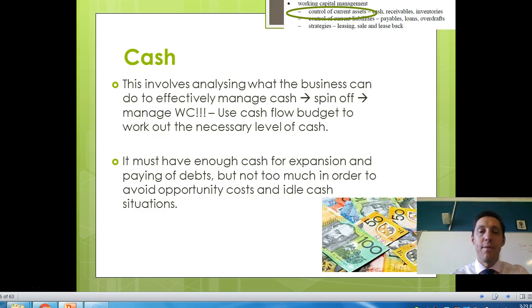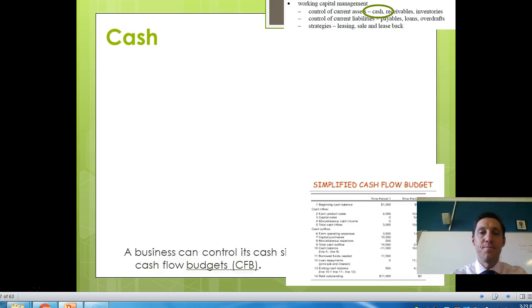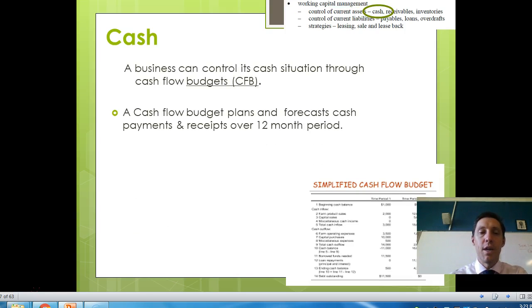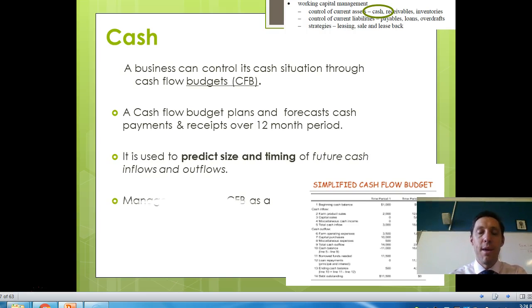And it's got to have enough cash for expansion and paying of debts, but doesn't want to have too much that's sitting around not being utilised effectively. So cash flow budget, I won't go into detail about that, but that might be something a business would want to use. So a budget which is showing the cash position of the business and what the business is expecting to use the cash for in the business in the next 12 months.